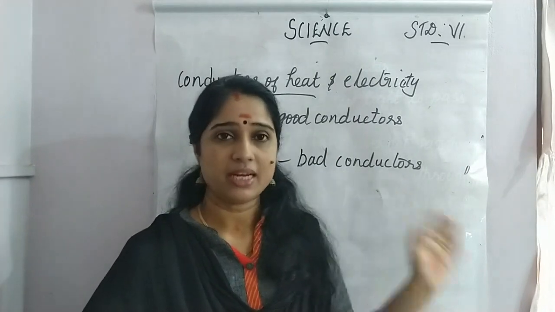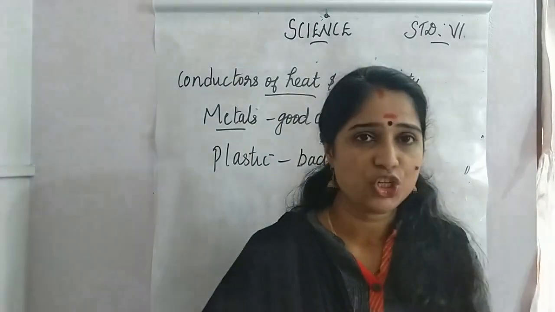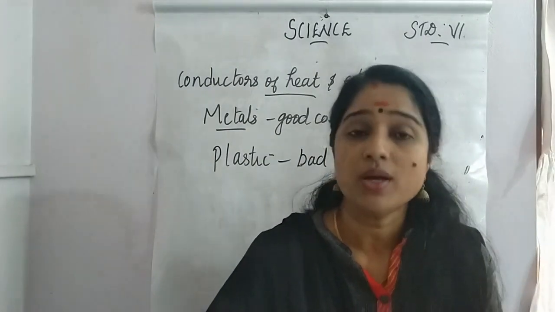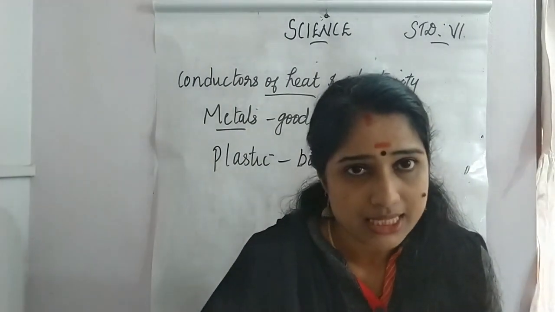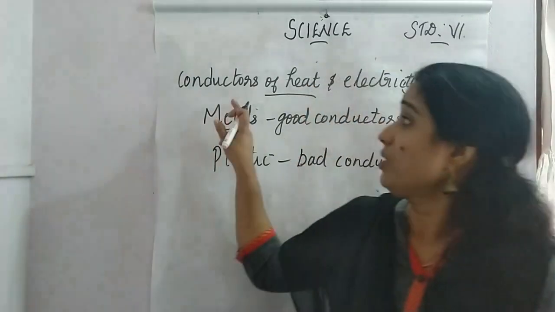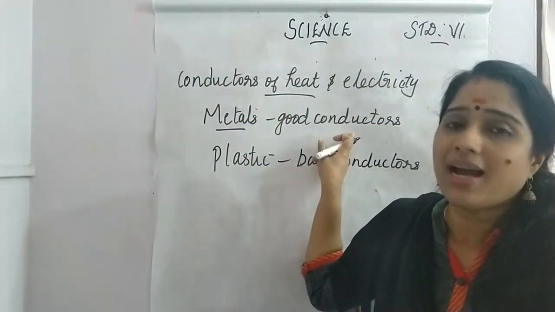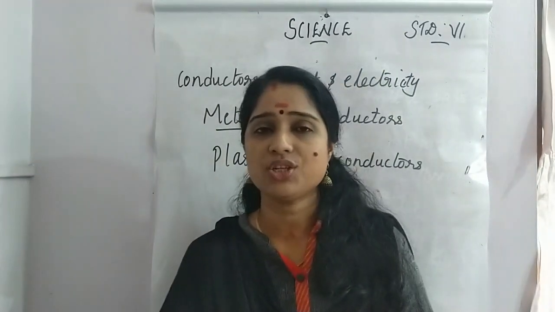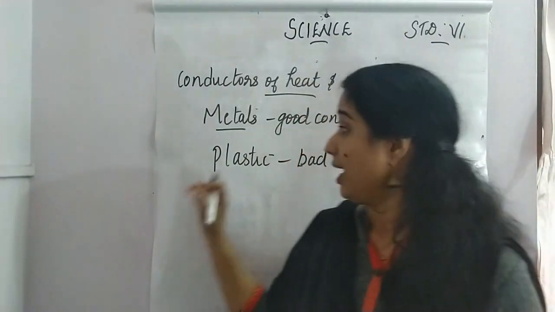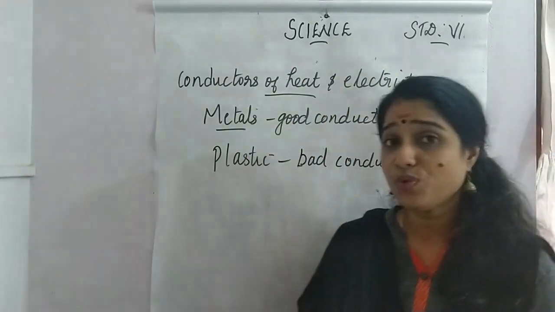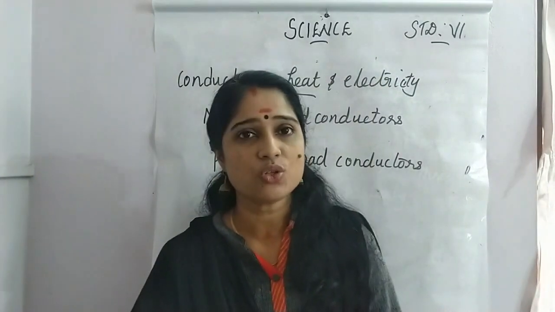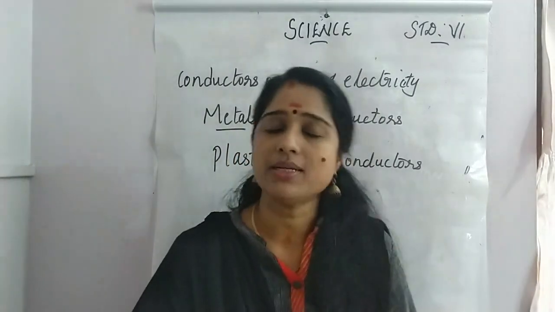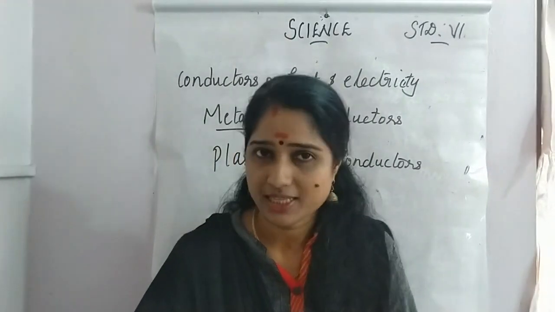So materials can be classified based on their ability to allow heat and electricity to pass through. Based on that, we can say some substances are good conductors of heat and electricity. A typical example: metal is a good conductor of heat and electricity. And plastic as well as wood are bad conductors of heat and electricity, or otherwise we can call them poor conductors of heat and electricity.